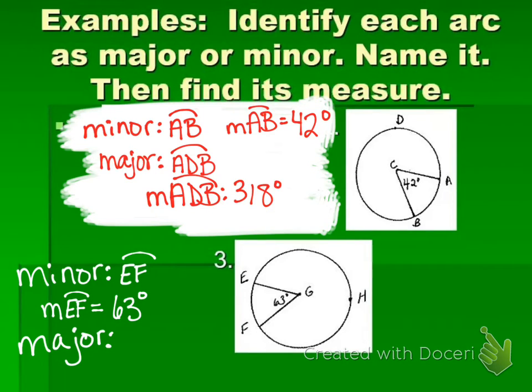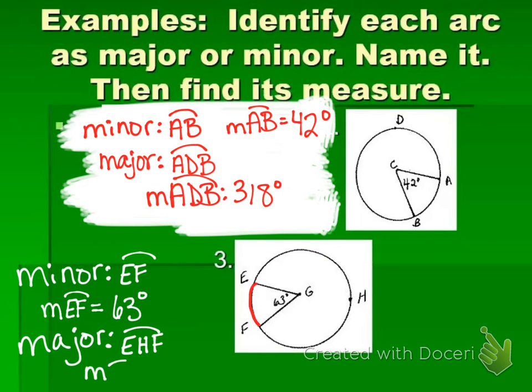Next, we have to identify the major arc using its points. So if you kind of cross out or mark off the minor arc EF, choose one of its points to start at, travel around the circle so you don't go through the minor arc. That should give you the points that you would use to name the major arc. Our major arc is arc EHF.